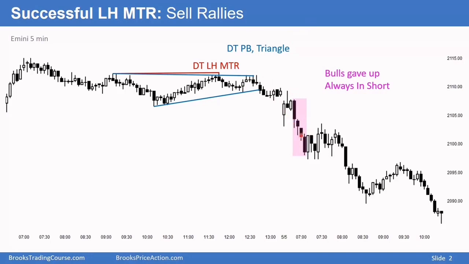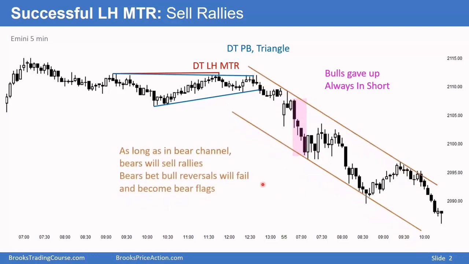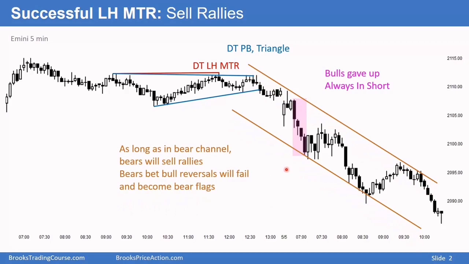It wasn't until here that traders concluded the bull trend had ended and the bear trend began. 2 or more bear bars closing near their lows. The market now is clearly always in short, and the odds are we're going lower. Now the market's forming lower highs and lower lows. It's in a bear trend. Bears will sell rallies. Every time the bulls try to do something strong, the bears will sell, betting that the reversals will fail. They'll sell, they'll sell, they'll sell.